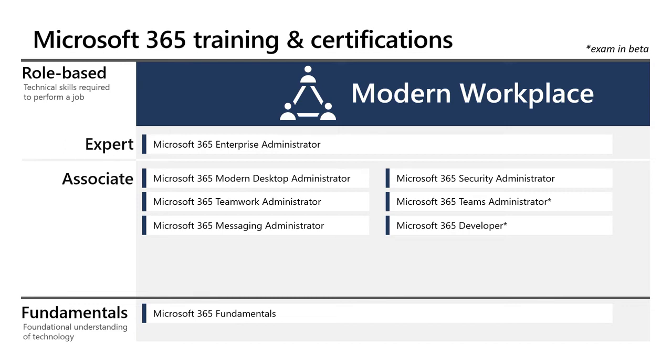Okay? And then you need to pick a role-based associate level. And you can see on the list here, we've got one for modern desktop, teamwork administrator, messaging administrator, which includes Exchange and SharePoint. We've got a security administrator. That is going to be big. That is huge. Security administration is the big thing. Because you get all the security features with Microsoft 365 for free, someone needs to know how to make that work. Okay? Teams administrator with an asterisk, and developer. Those two are brand new. So 6 months ago, they weren't there.